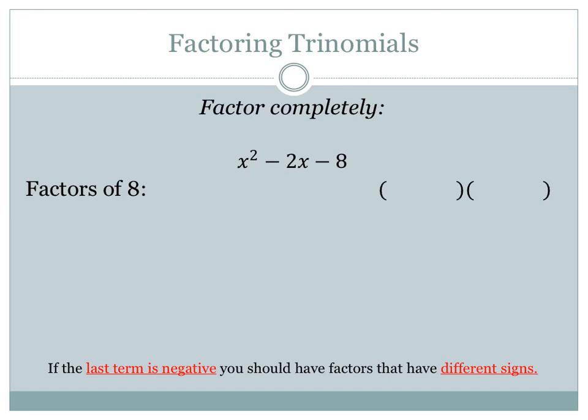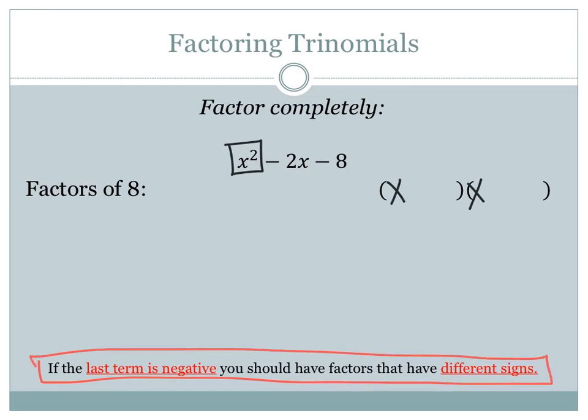Okay. Here's another one that we have. We have x squared minus 2x minus 8. My first term is an x squared, so I know that the first thing I'm going to write inside those parentheses is an x. If the last term is negative, down here at the very bottom, you should have factors that have different signs.